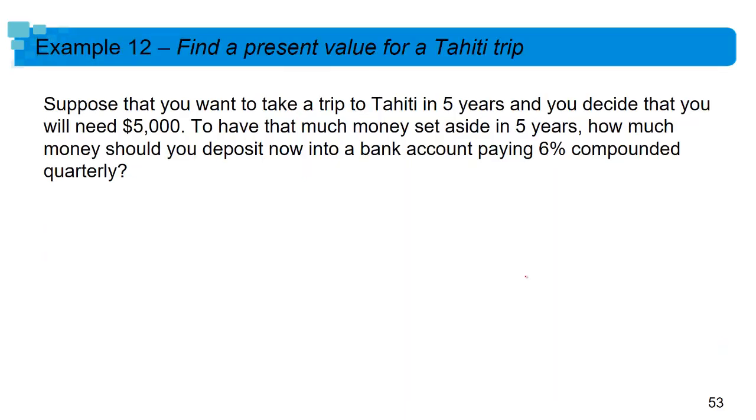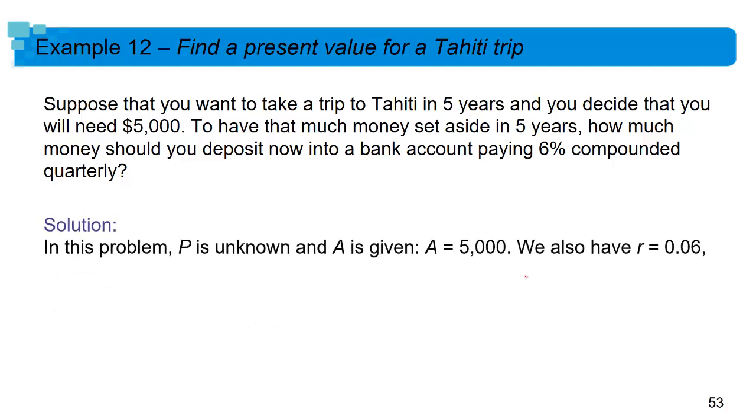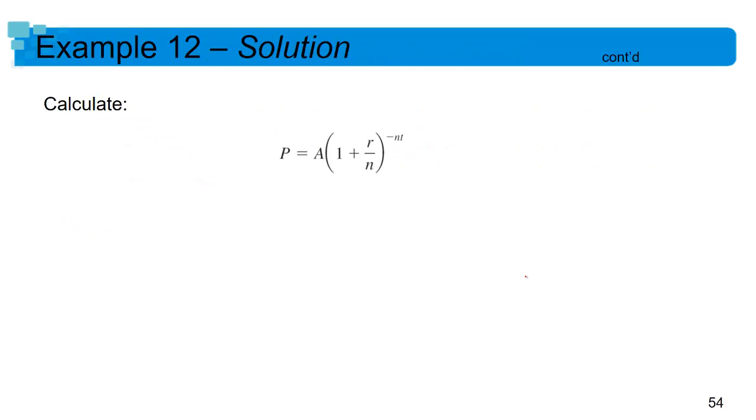So now, if you want to take a trip in 5 years and you decide you need $5,000, you want to know how much money you need to set aside so that you can do that if the bank is going to pay you 6% compounded quarterly. Our P is unknown, but our A is given. The A is how much we want to have: 5,000. We need to know how much we need to invest now. Our interest rate is known at 6%. Our t is 5, and our n is 4 because it's compounding quarterly.